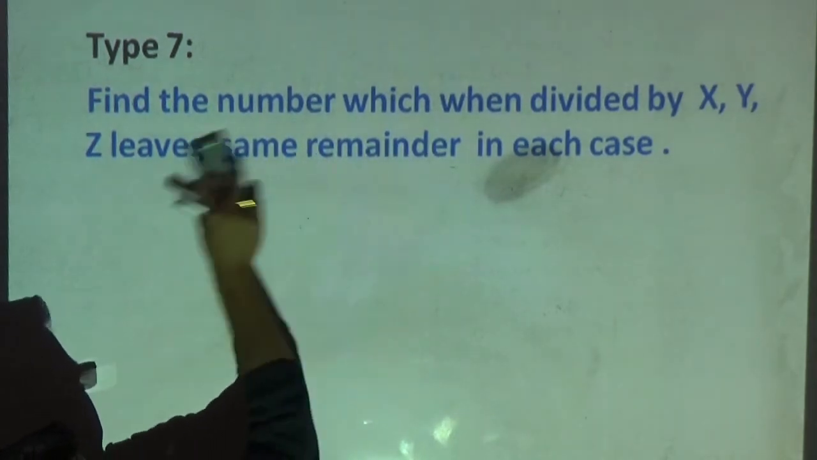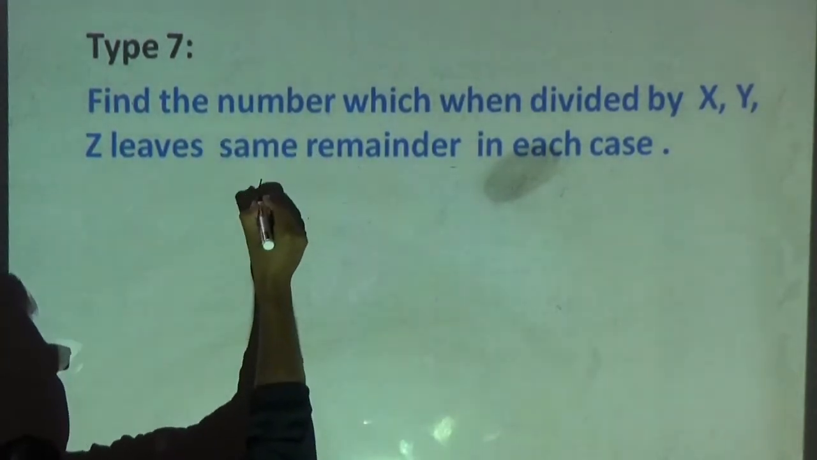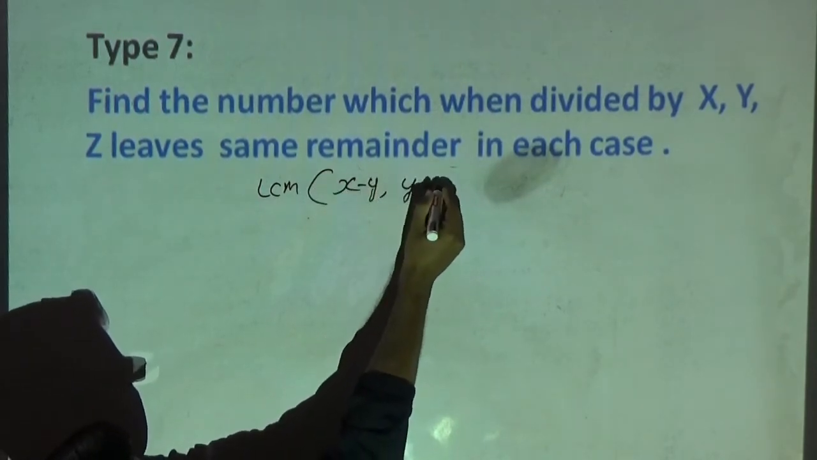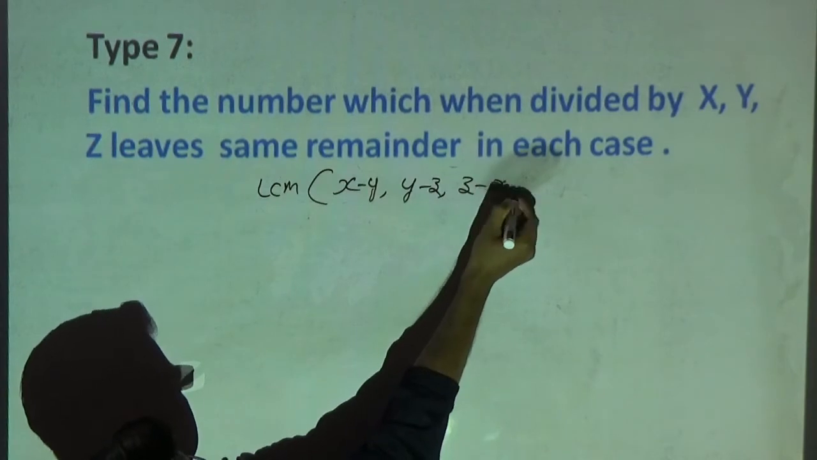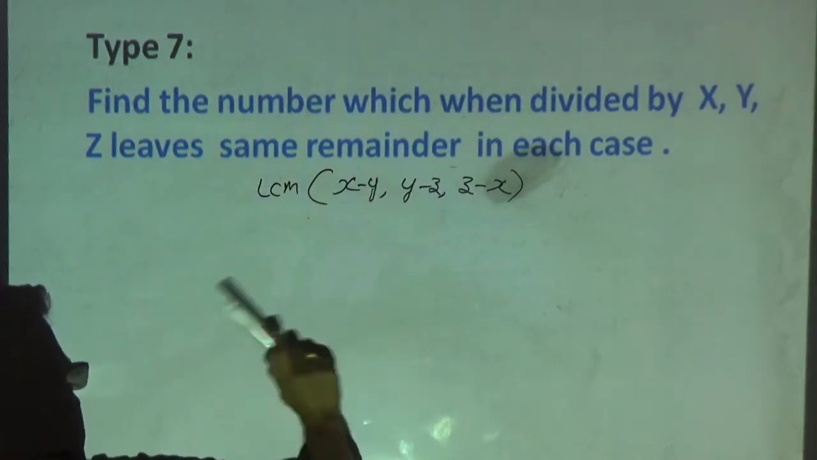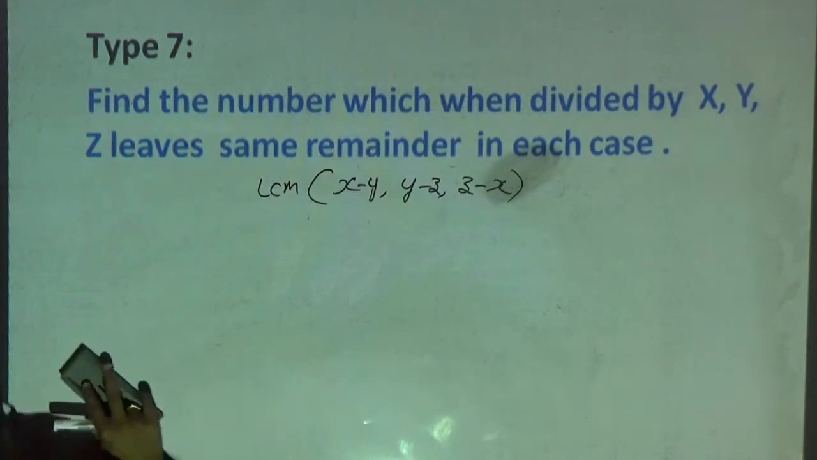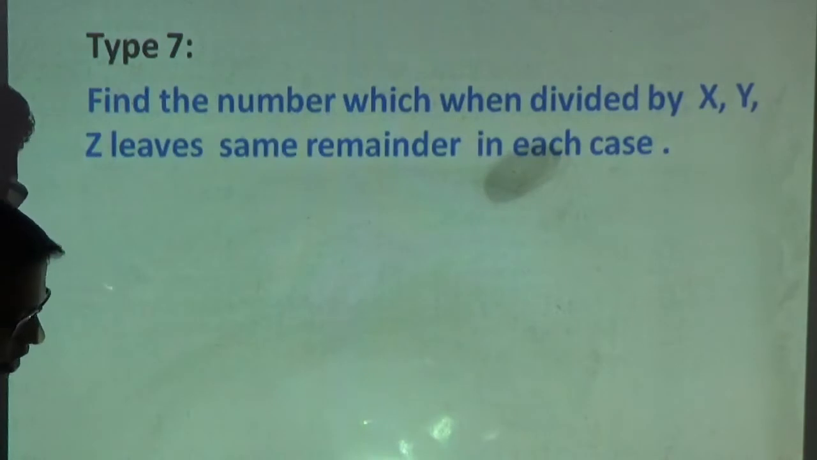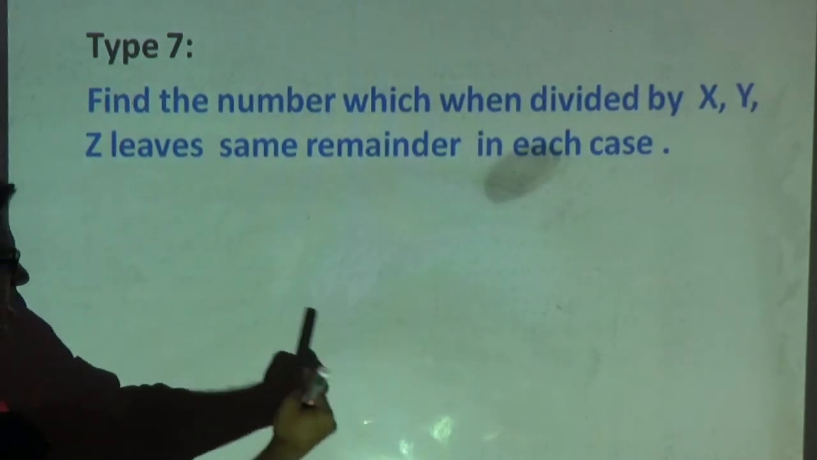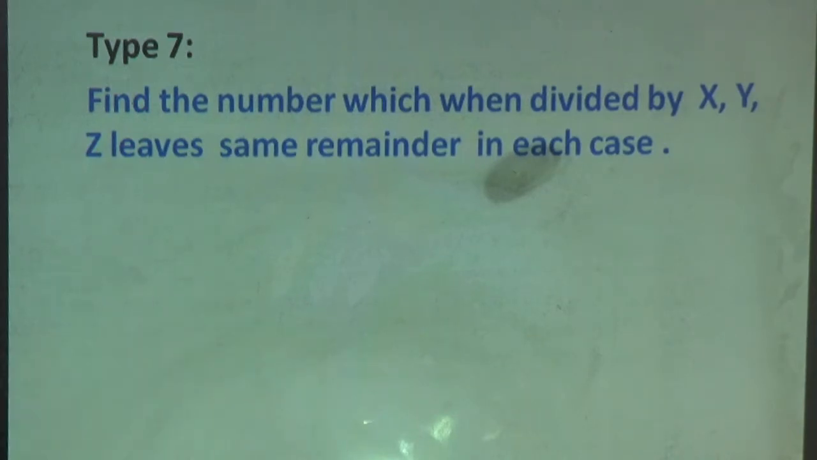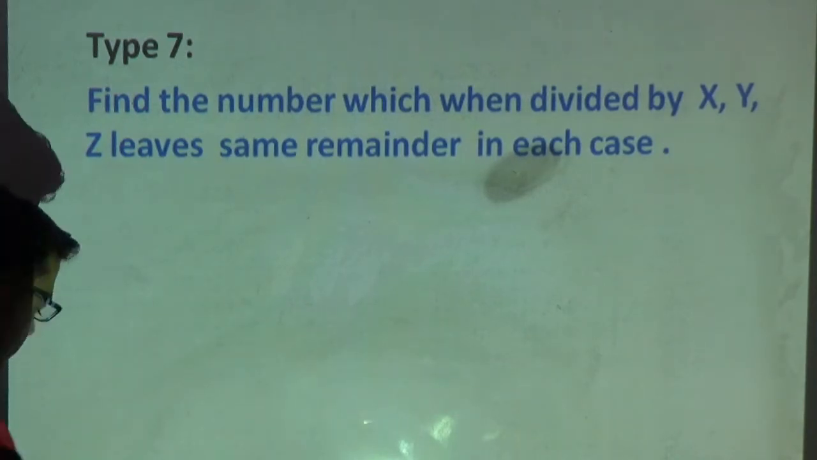So what you need to find out? Very simple. Your answer is LCM of x minus y, y minus z and z minus x. This will be your answer, because the remainders are the same in each case. So this will be your type 7. Hope you have understood. Okay. Please pause the video and see all the types from type 1 to type 7. So with this I am going to start the problems on HCF and LCM.